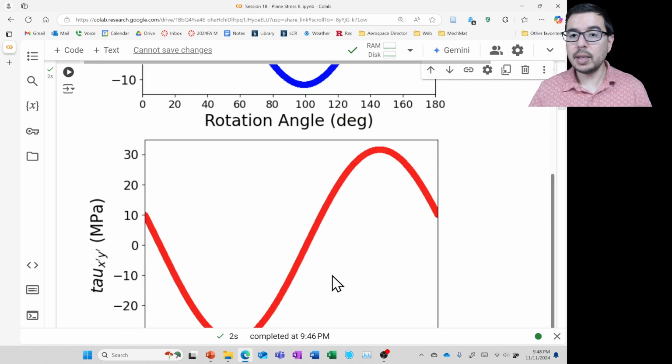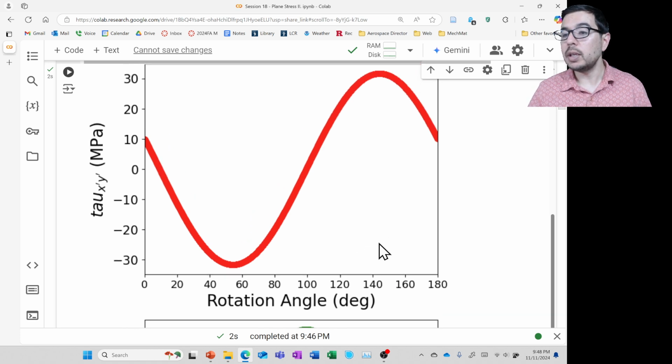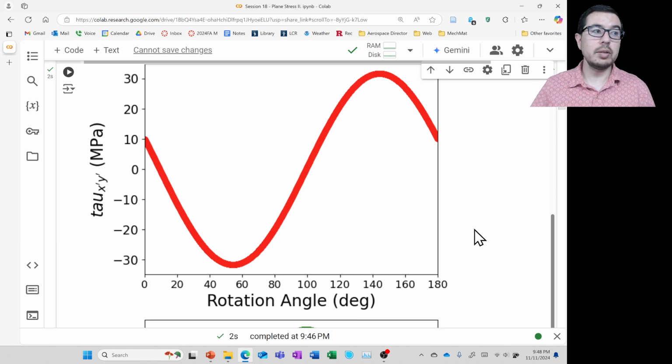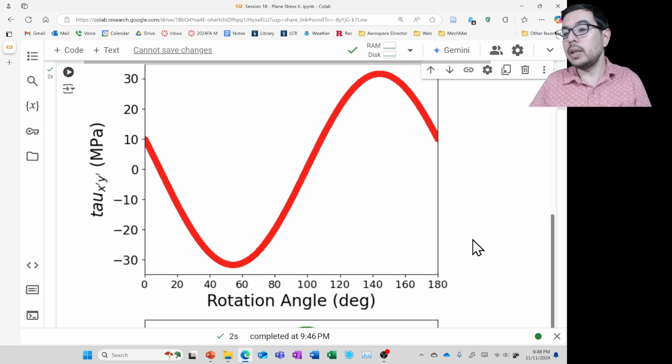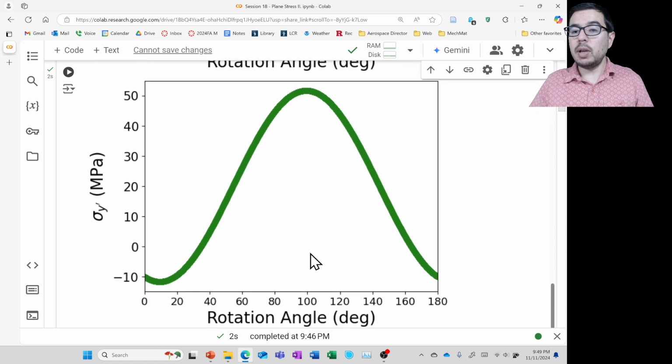And we see that at these corresponding angles around 10 degrees, the tau x prime y prime is in fact 0. And we see that at about 100 degrees, the tau x prime y prime is in fact 0. So that's a good sign that we're looking for our in-plane principal stresses. And sigma y prime is out of phase with sigma x prime.